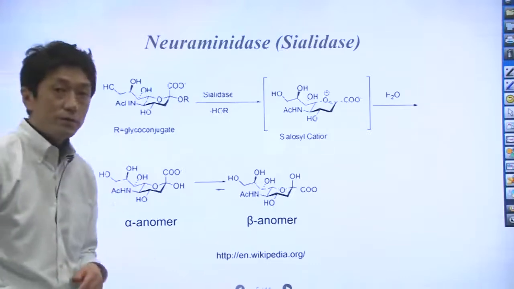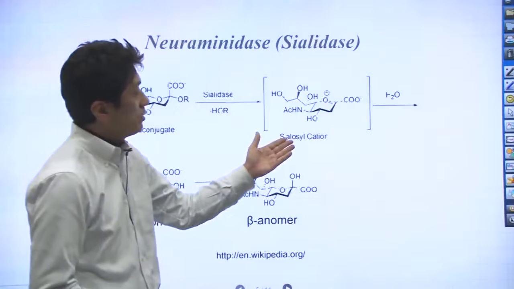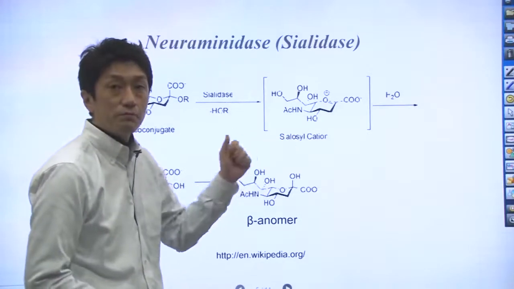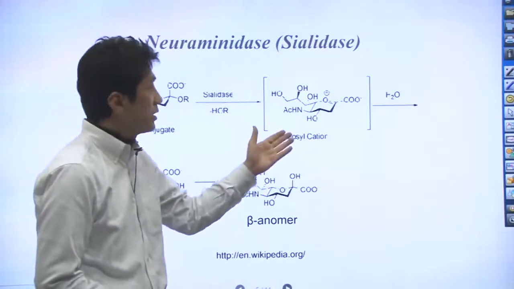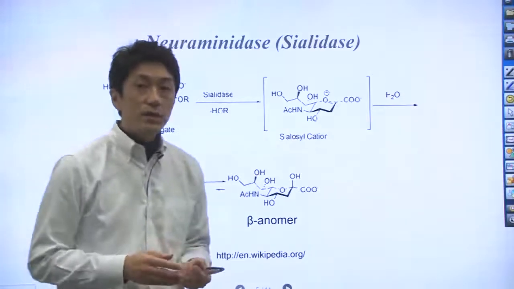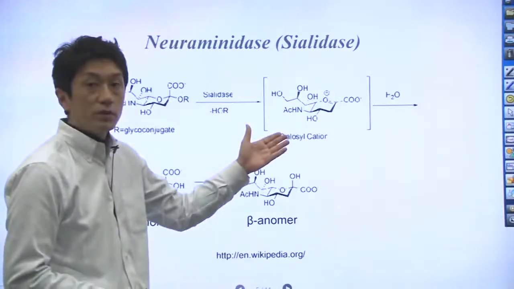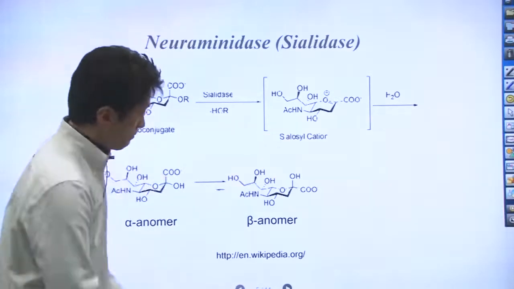As I mentioned earlier, sialosyl cation is a transition state intermediate. One way to design the enzyme inhibitor is to mimic the structure of such a transition state.